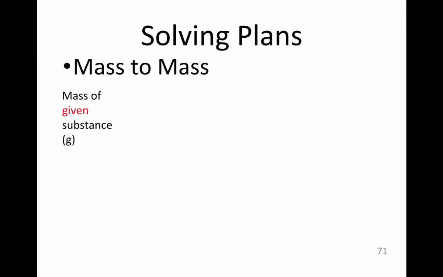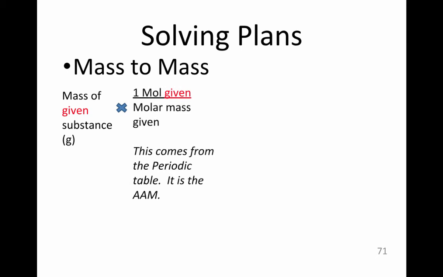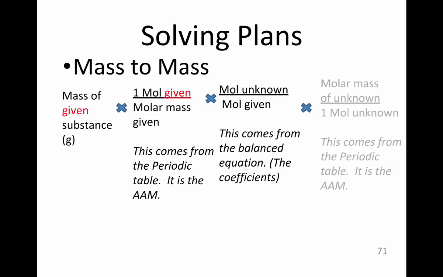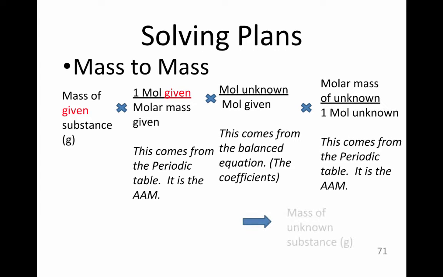Finally, you have mass to mass. You take the mass of the given substance times its molar mass times the coefficients times the molar mass of the unknown, and that will give you the mass of the unknown in grams. Let's do some problems together.